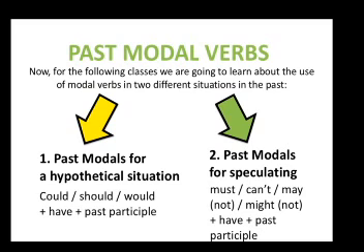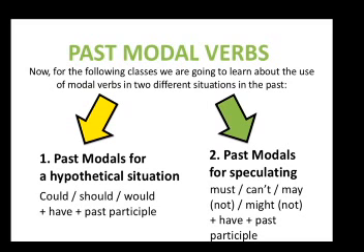Remember, we're talking about situations in the past that cannot be changed. So what we do is use modal verbs plus have plus the past participle to offer an alternative to what could have, should have, would have happened. And today, in this video, we're going to talk about past modals for speculating.